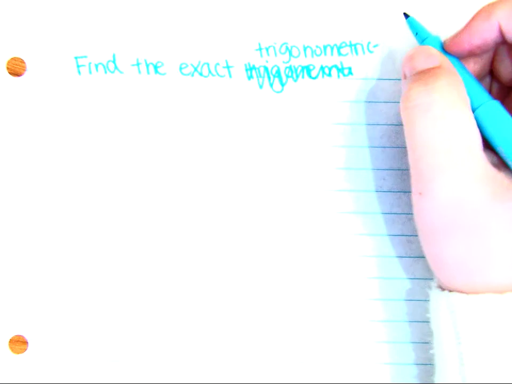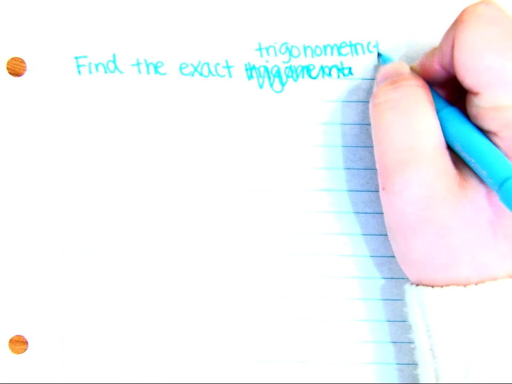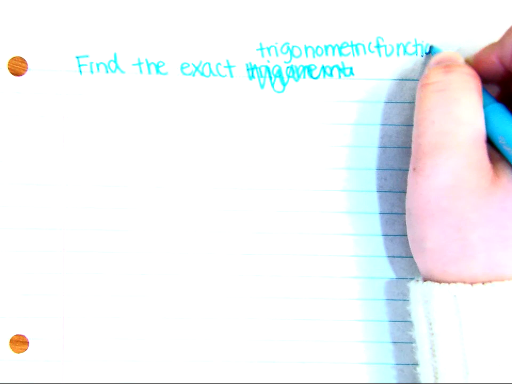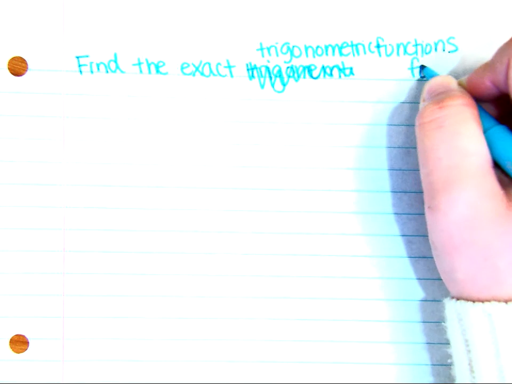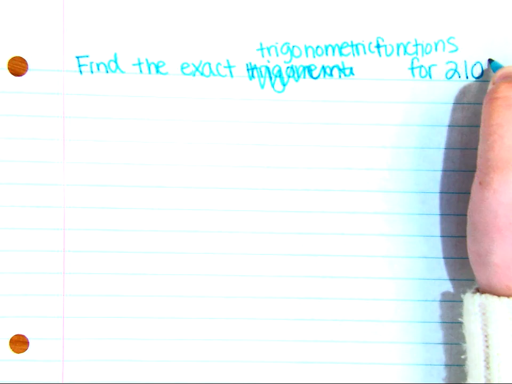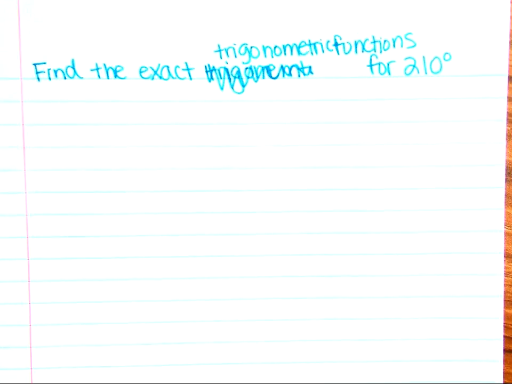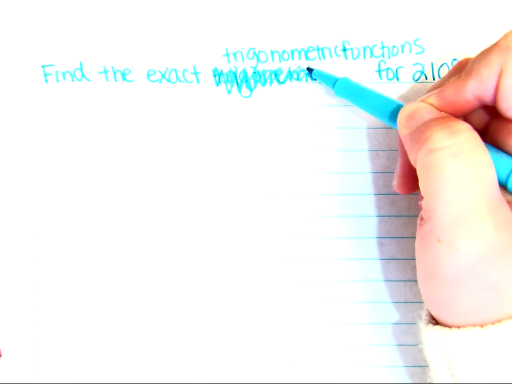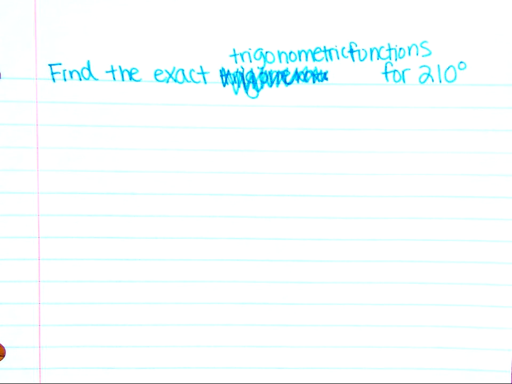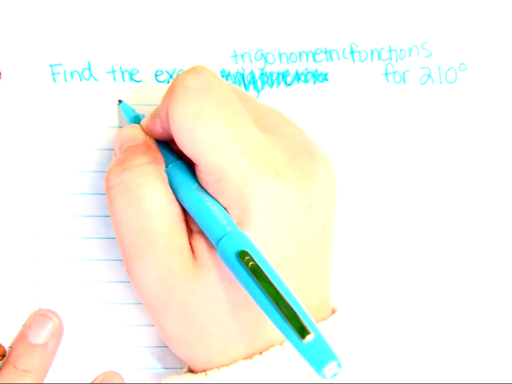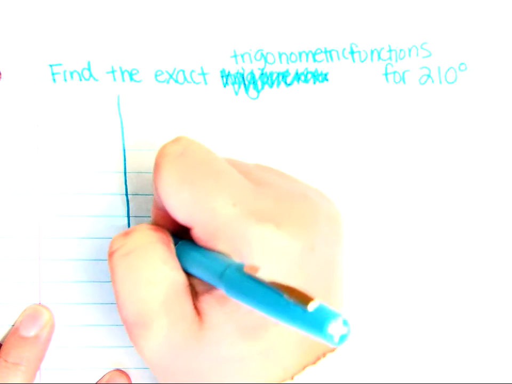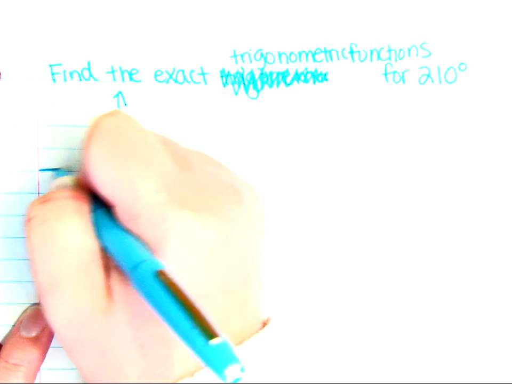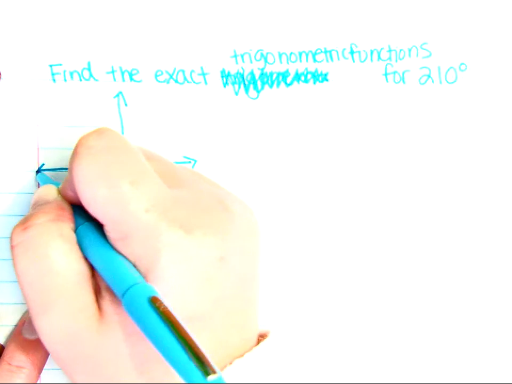Trigonometric functions for 210 degrees. When I'm asking you to find exact, I am asking for something like the square root of 3, those types of things. I'm not asking for decimals, so you will not be able to use a calculator to do this. So, first thing I do is I go ahead and sketch. Where is 210 degrees?